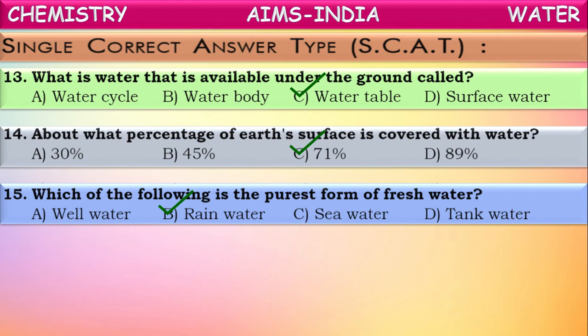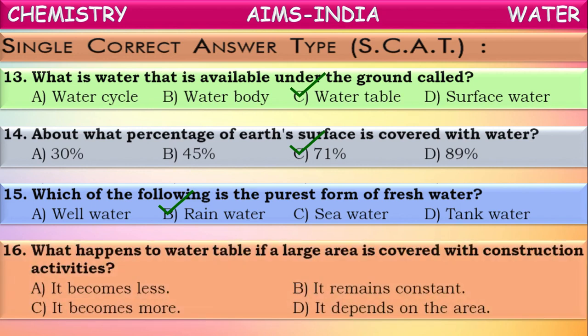Of course, it may dissolve some impurities while coming down to the earth, but when it rains at the start of this precipitation, rainwater will be the purest form. It contains only water in it.